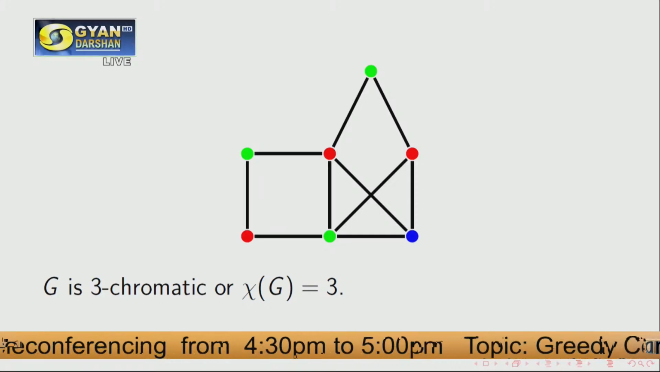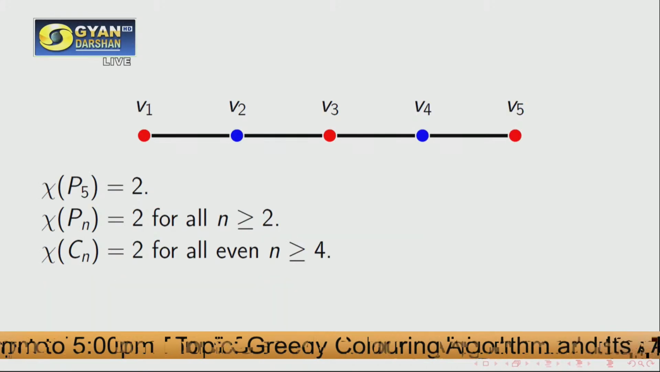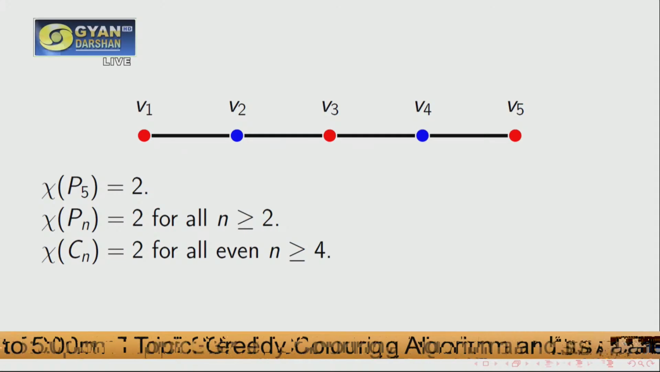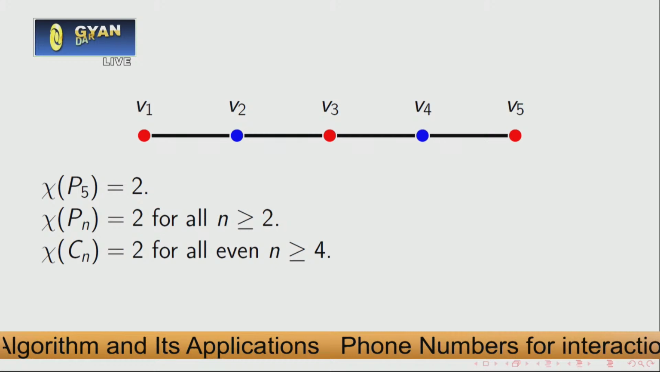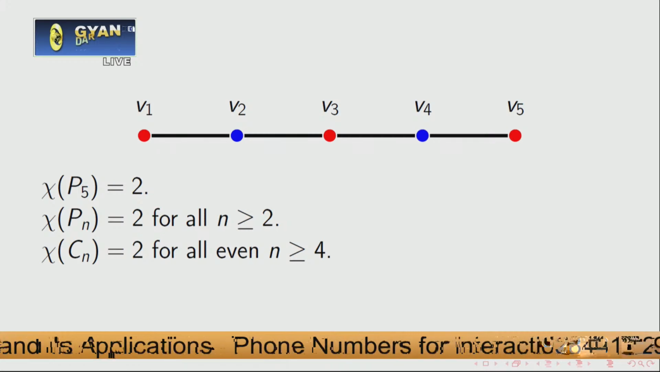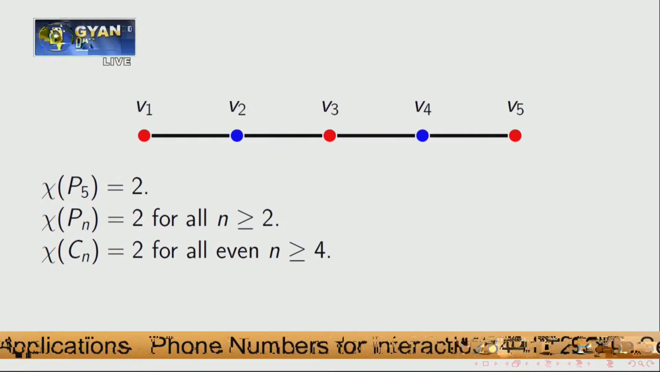Now let's look at some simple small graphs where we can compute the chromatic number easily. For instance, suppose you wish to compute the chromatic number of a path on n vertices. Let's look at a specific case, just a path on 5 vertices. That graph is given here.